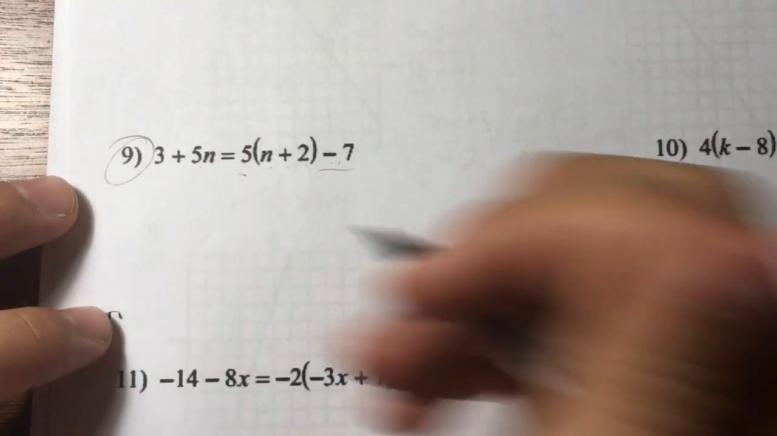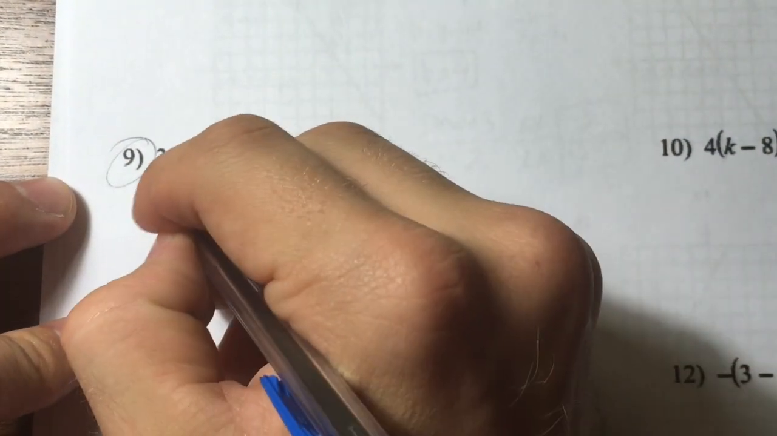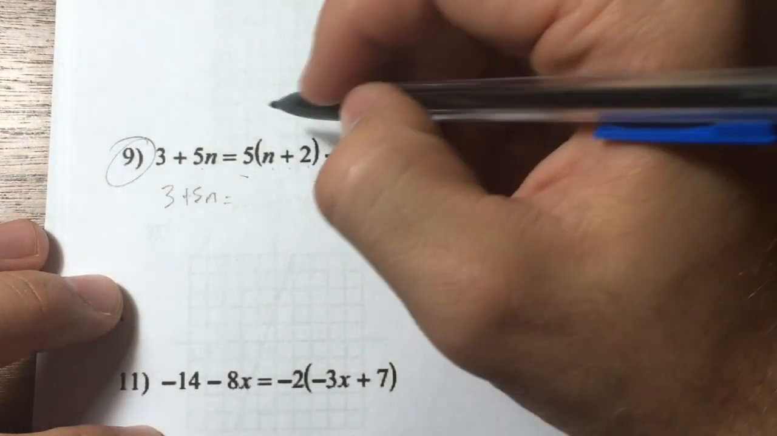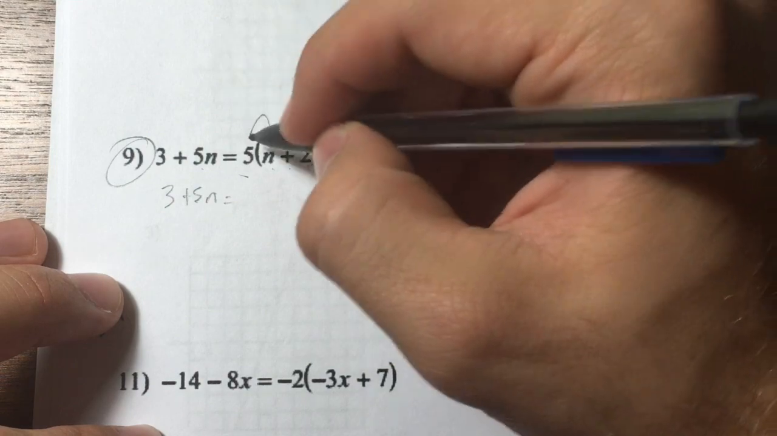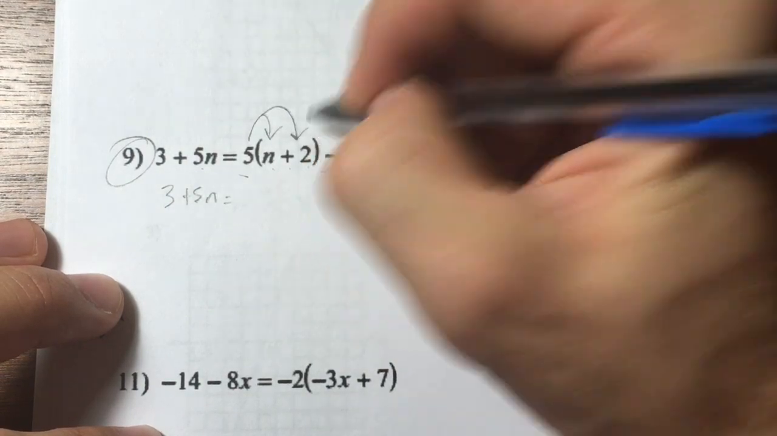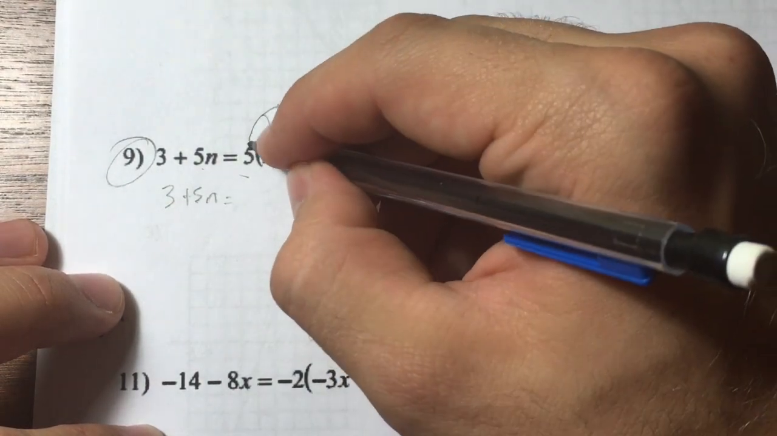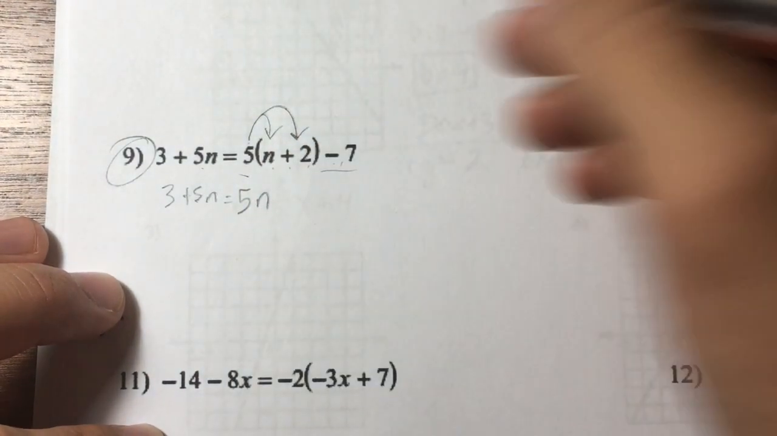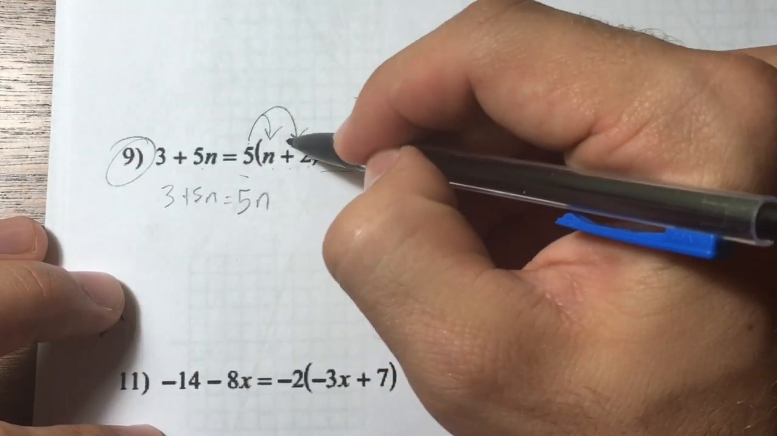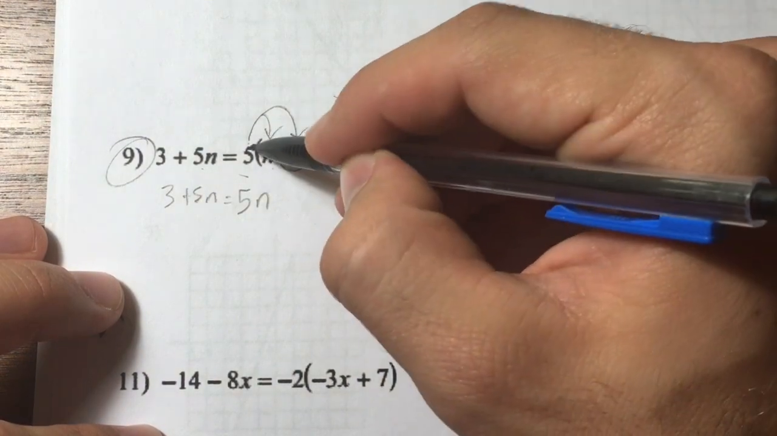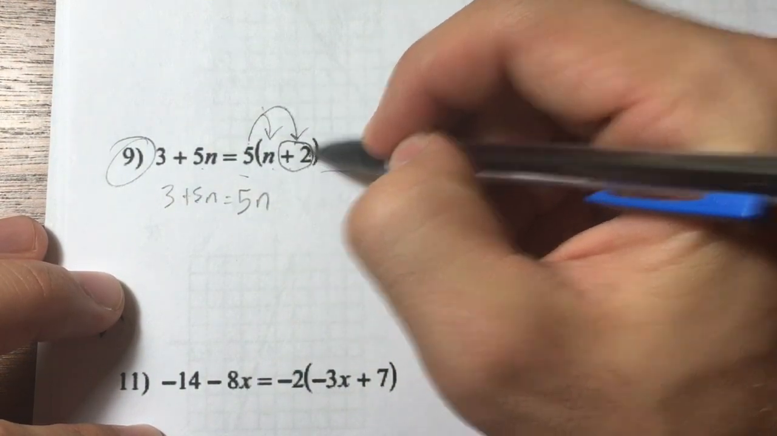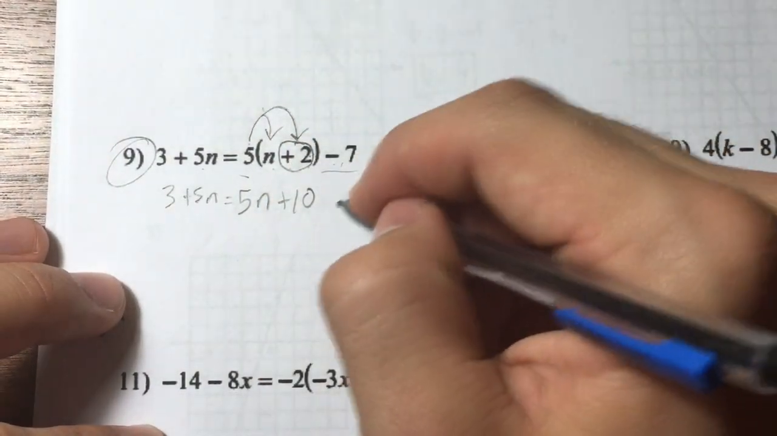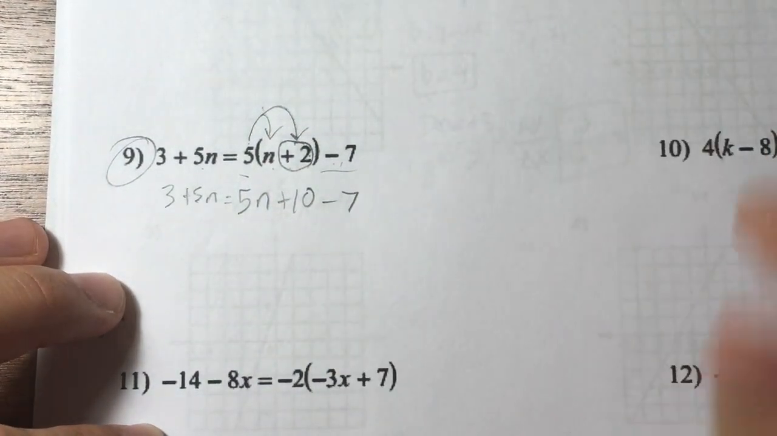So on the left side, nothing changes, so I'm just going to rewrite 3 plus 5n. Now on the right, I'm going to distribute my 5. Make sure you distribute to every term inside the parentheses. So 5 times n is 5n. And then make sure we remember to distribute to this positive 2. The sign matters. 5 times positive 2 equals positive 10. And then we still have this minus 7.